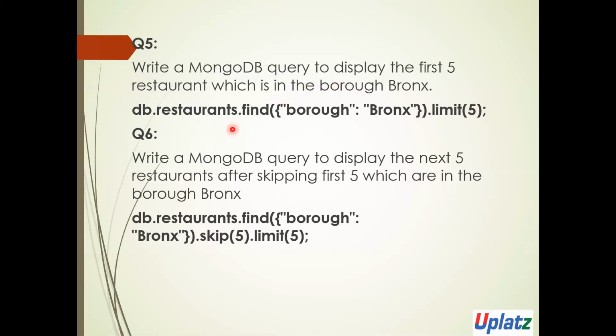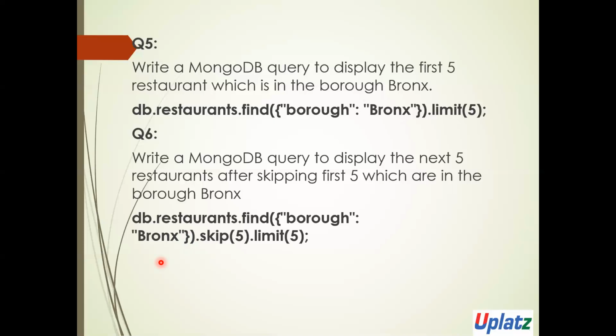So the next question is, write a MongoDB query to display the next 5 restaurants after skipping the first 5 which are in the Bronx. So what they are telling is, they want the next 5 restaurants, but they are asking us to skip the first 5. For example, if we have 15 restaurants in the Bronx, they are asking for the second 5, which means skip the first 5 and take the next 5.